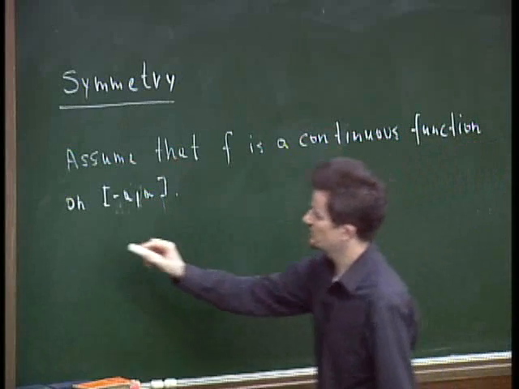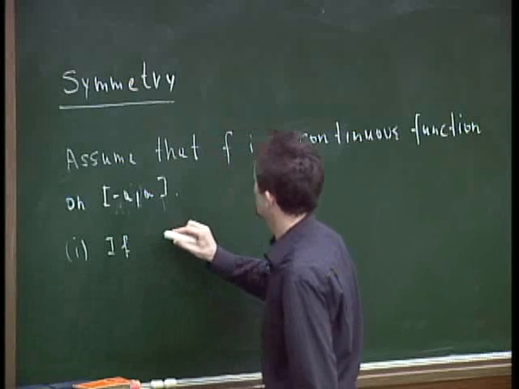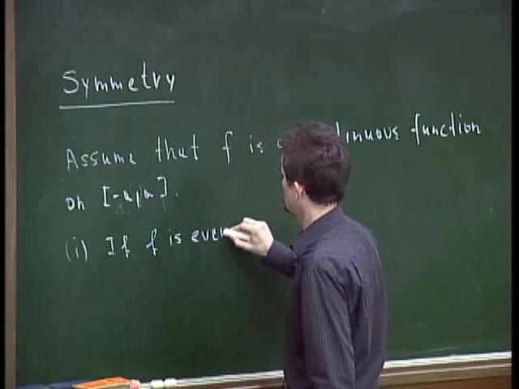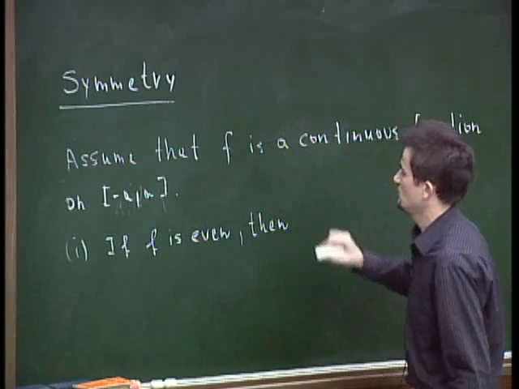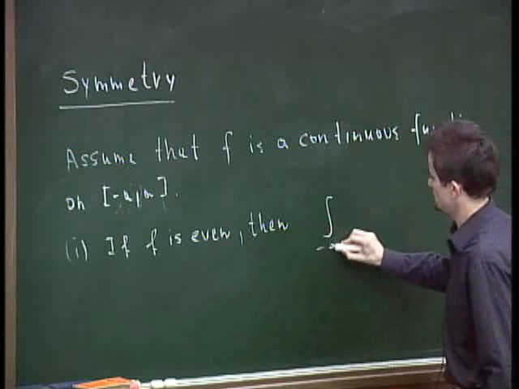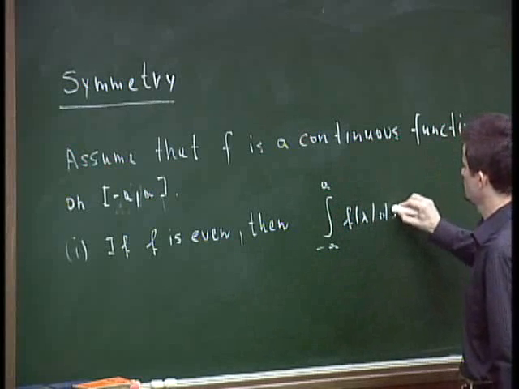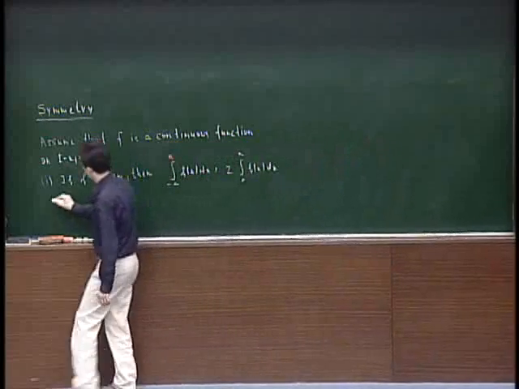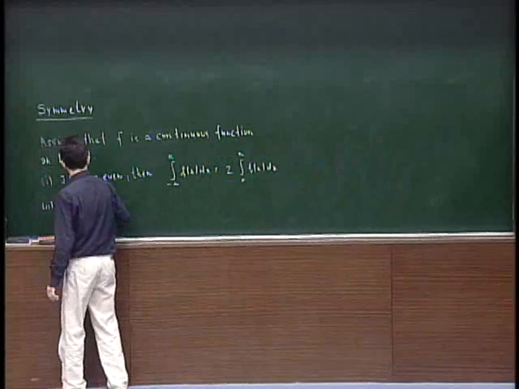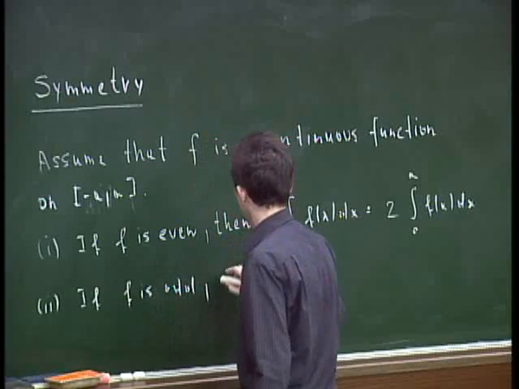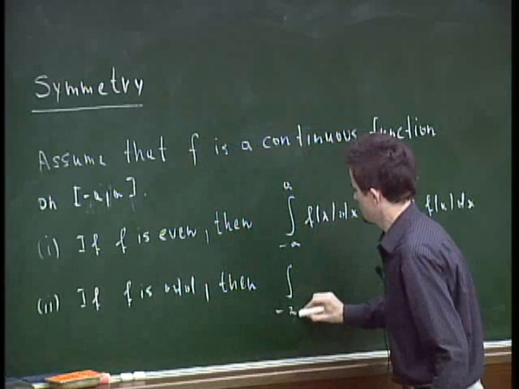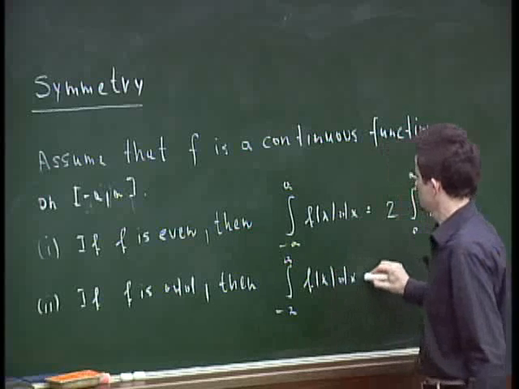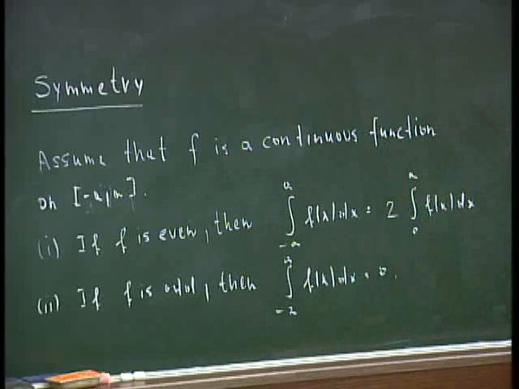So we have two cases. Assume that f is even. Then from the area interpretation, you immediately see that if you compute this integral here, it's just the same as computing twice the integral from 0 to a of f of x dx. So if you look at areas, it's immediately clear. And second case, if f is odd, then again from the area interpretation, the definite integral is a net area, and this integral must be equal to 0.